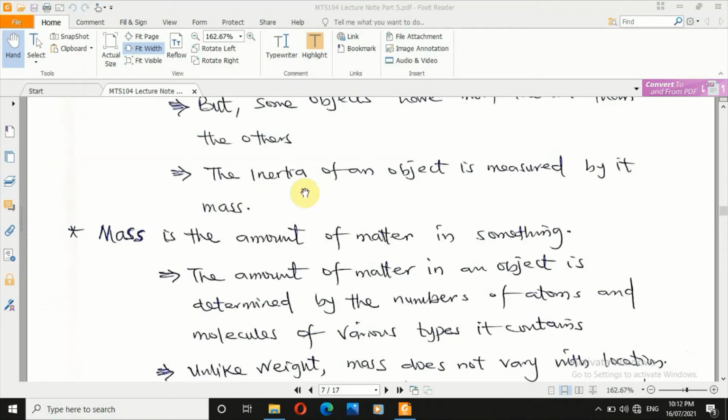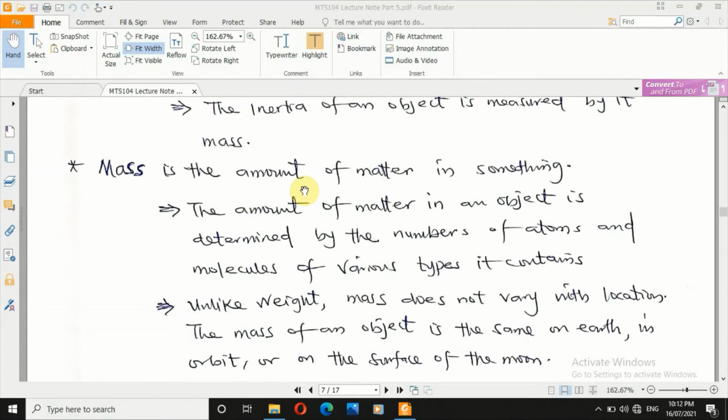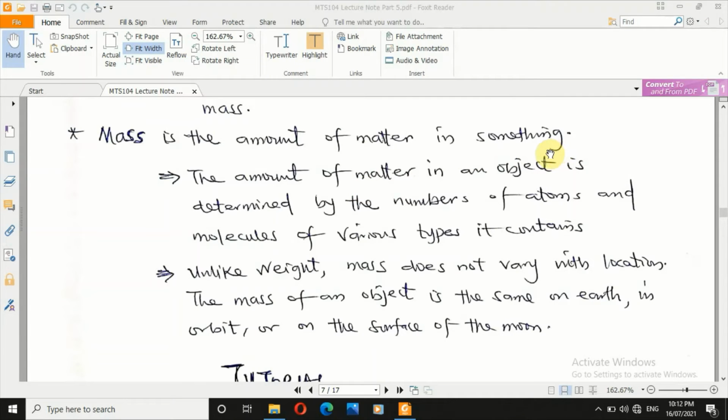So let's go to the second one. The inertia of an object is measured by its mass. So what is mass now? Mass is the amount of matter in something. The amount of matter in something is called mass.